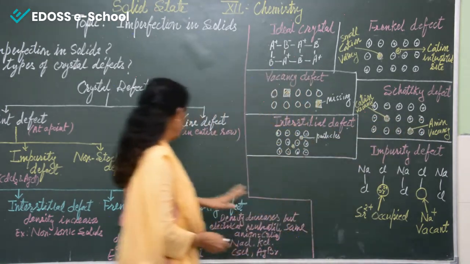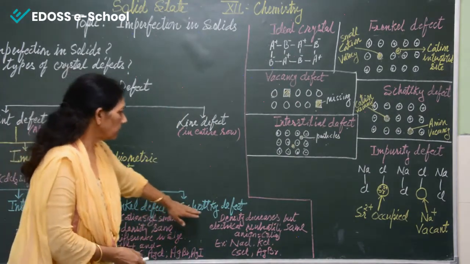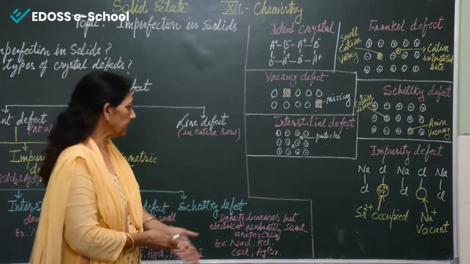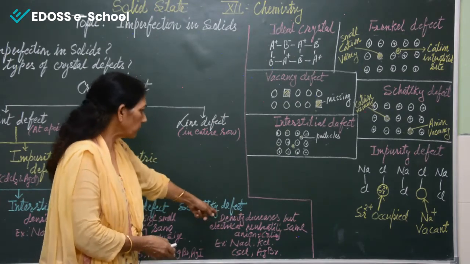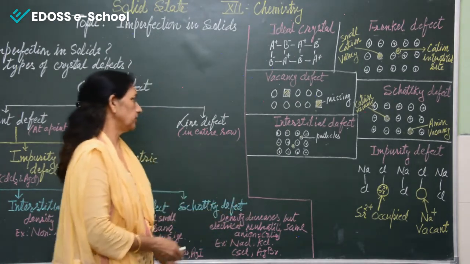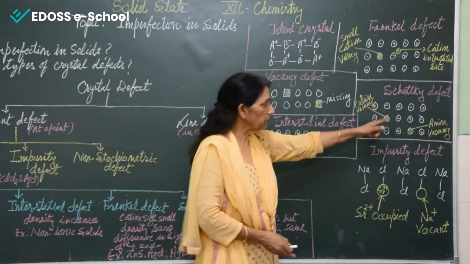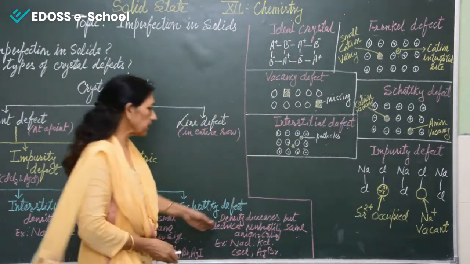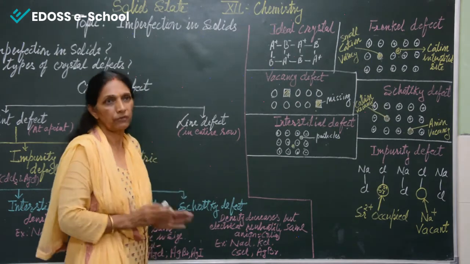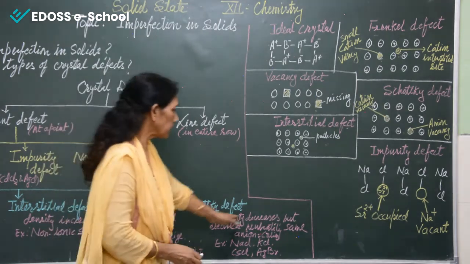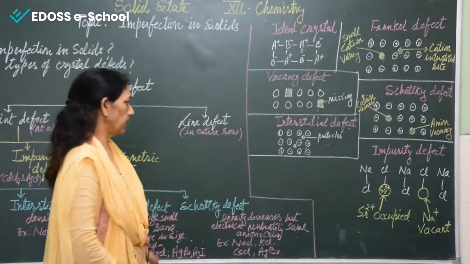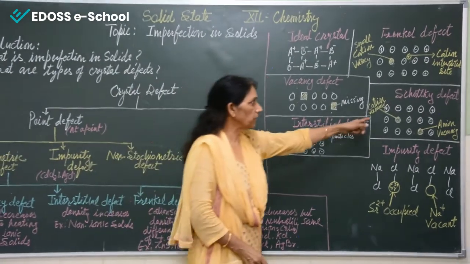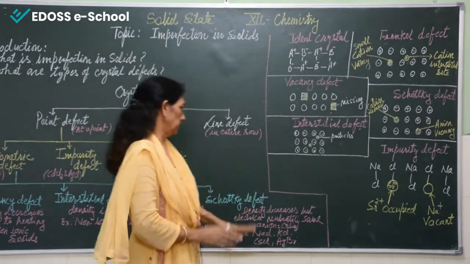So what is happening in this case? Because one cation and one anion are missing, density will decrease. But because positive and negative both are missing in equal number, electrical neutrality will not be affected. So in this case electrical neutrality doesn't get affected. Why? Because the number of anions and cations always remains same.